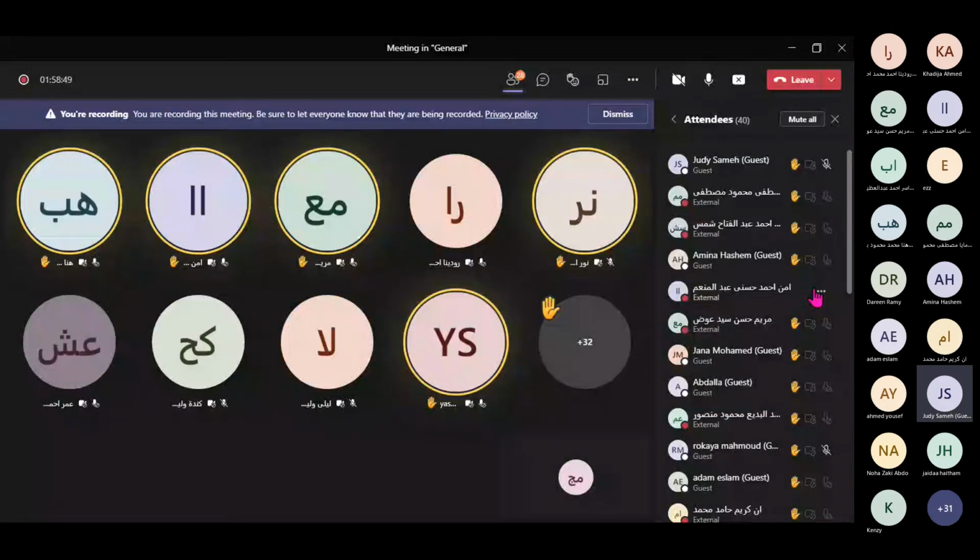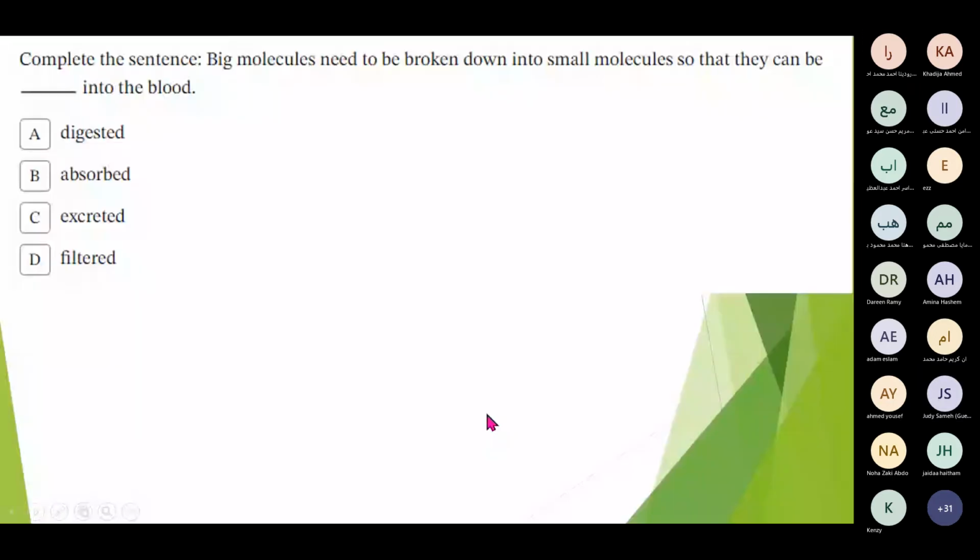Complete the sentence. Big molecules. Molecules means particles. Okay? Big molecules يعني big particles need to be broken down into small particles or molecules so that they can be into the blood. We break the big particles or big molecules of food into small molecules or small particles or small pieces. ليه بقى؟ To be into the blood. Farida. To be digested into the blood. Think again. Into the blood يا فريدة.